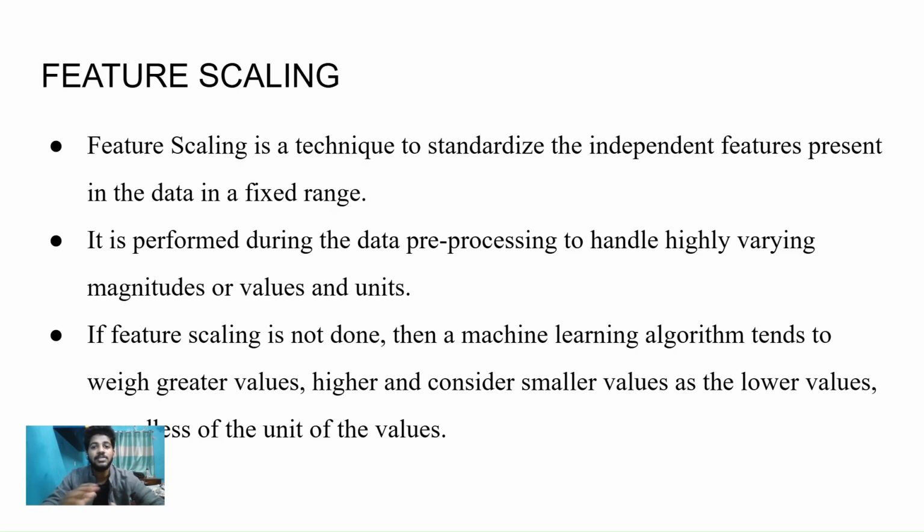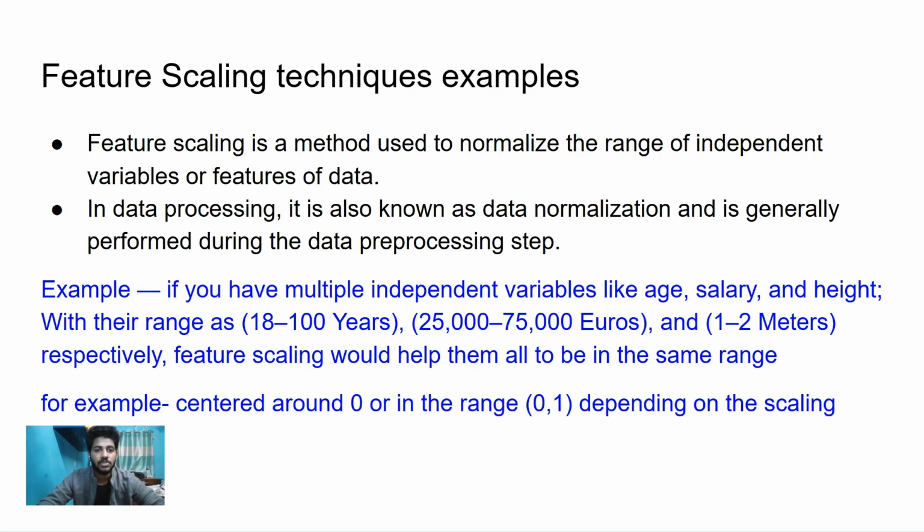So it is for normalizing the data. It is performed during the data pre-processing to handle highly varying magnitudes or values and units. If feature scaling is not done, then a machine learning algorithm tends to weigh greater values higher and consider smaller values as lower values, regardless of the unit of the values. Feature scaling is a method used to normalize the range of independent variables or features of data. In data preprocessing, it is known as data normalization and is generally performed during the data preprocessing step.